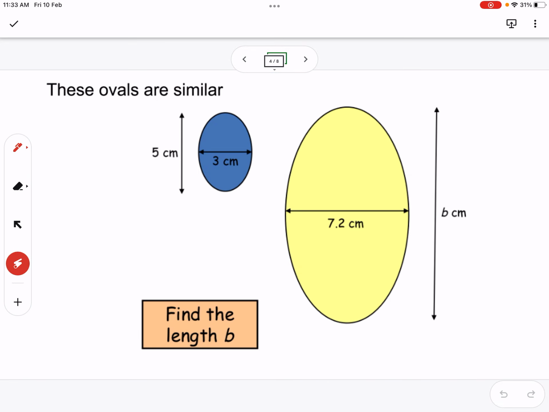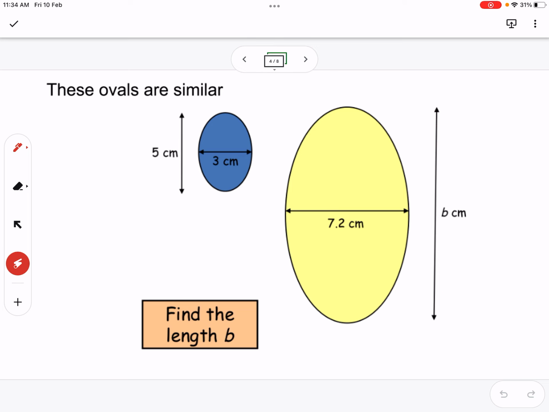Okay, so let's look at a sample question. We've got two ovals here, and we have been told that these ovals are similar. So we haven't got enough information to actually prove that they're similar for ourselves, but we've been told they're similar, so we know that there must be a constant scale factor that the dimensions of these ovals are being multiplied by to go from the small blue one to the bigger yellow one. And our goal is to figure out what's the height of this yellow oval on the right-hand side.